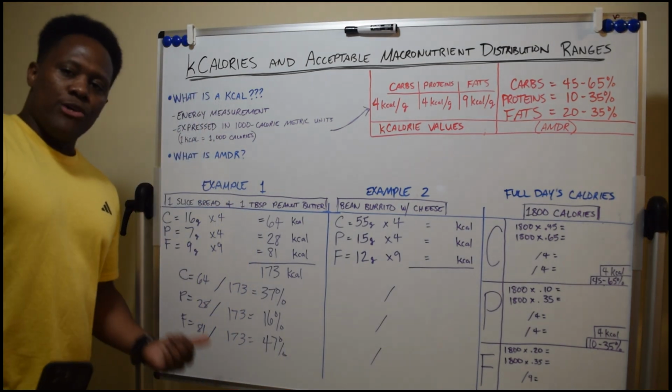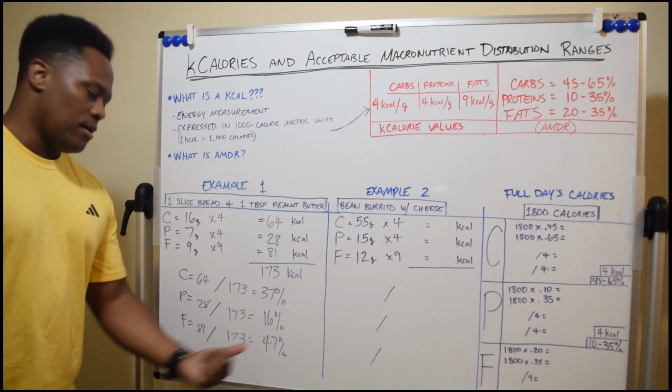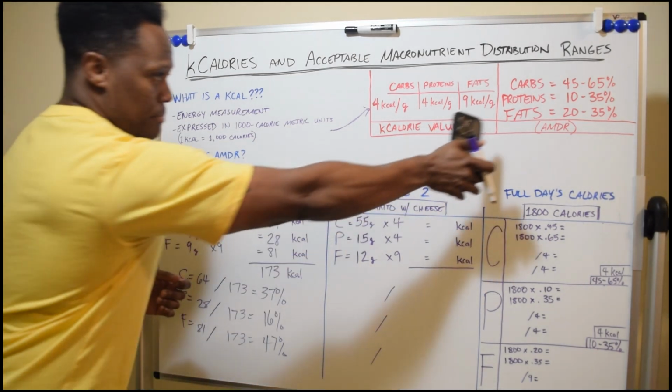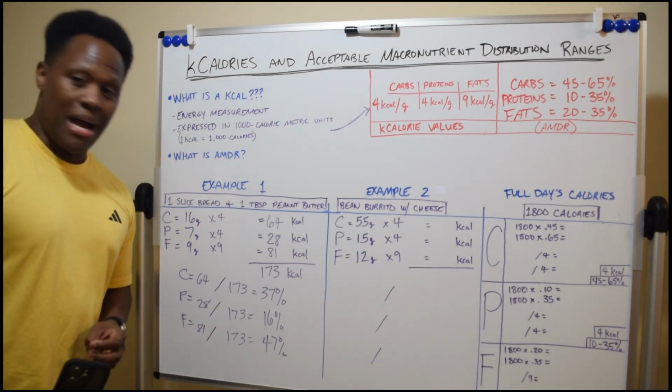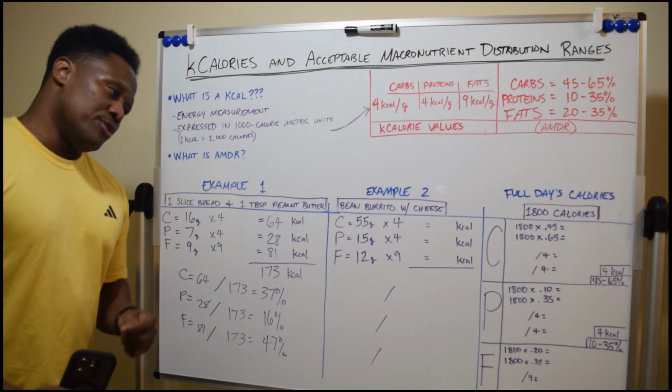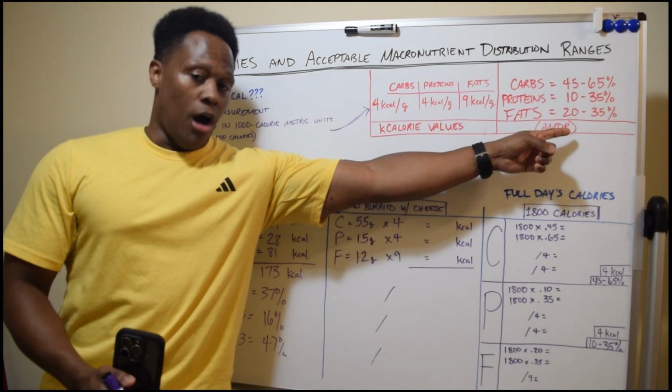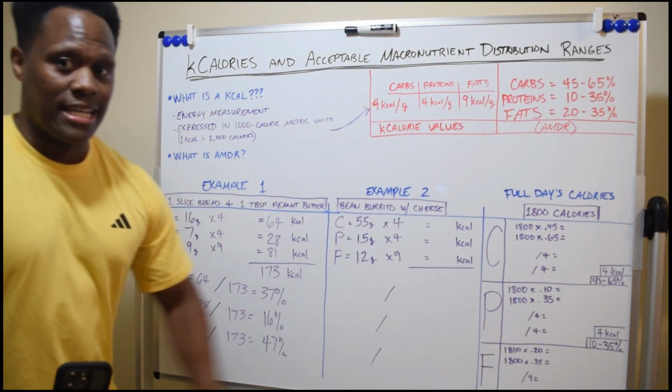So now that we have the values for each one, why don't y'all go ahead and take a look and maybe compare that with the AMDR that's up here and tell me what you see might be wrong. Because if you looked at this and you figured that the fats was a little more than the upper limit, then you got that right.